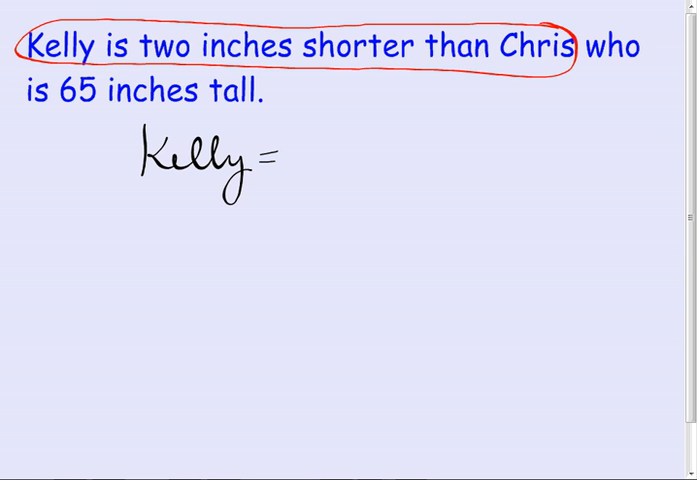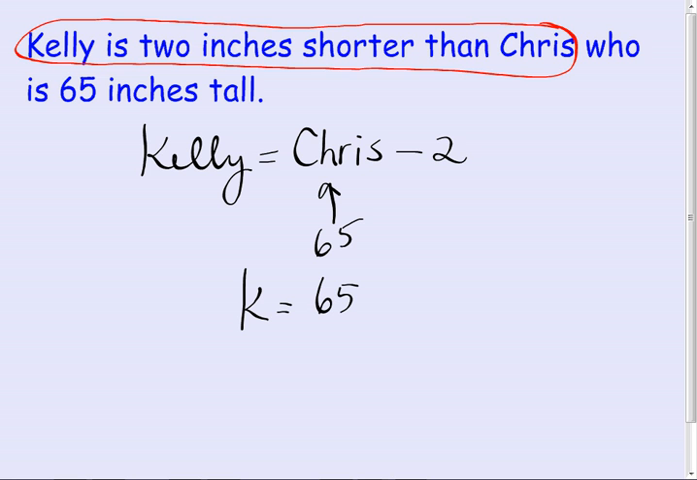What operation? Subtraction. Which one's bigger? The Chris or the 2 inches? Chris. Because to make this make sense, that has to go first. Minus 2. Okay? And Chris is 65 inches tall, so what am I going to put in here? 65. So Kelly, I'm lazy. I don't want to write that. It's 65 minus 2. How tall is Kelly? 63 inches.